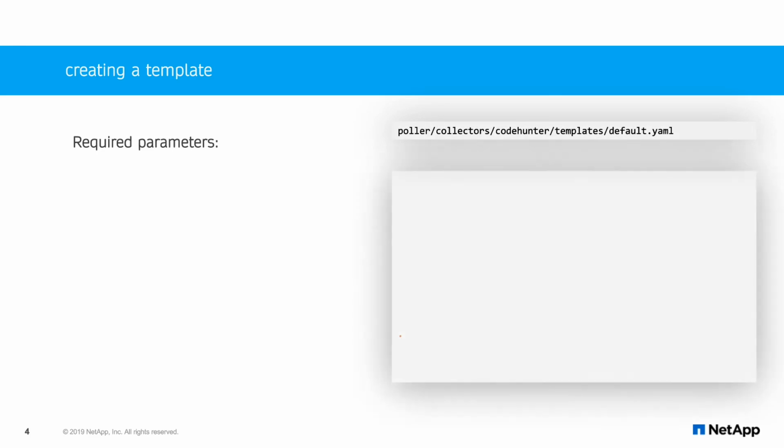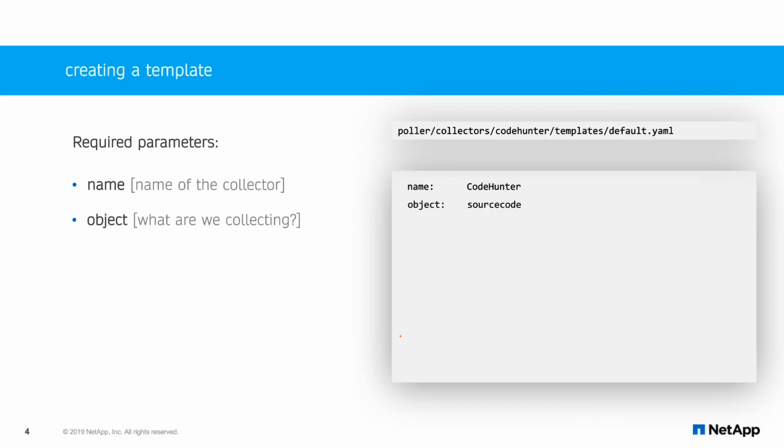Usually, if you don't indicate in your config file, Harvest will look for the default template, and a few parameters are always expected regardless of your collector. That's the name. That's very simple. It's the name of your collector. Object is basically the description or the type of instances that you're collecting. It can be more or less something of your own choice.